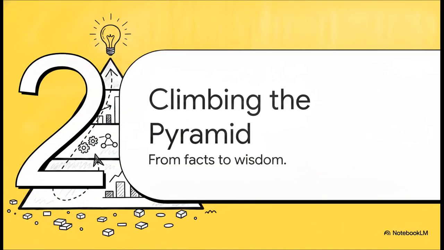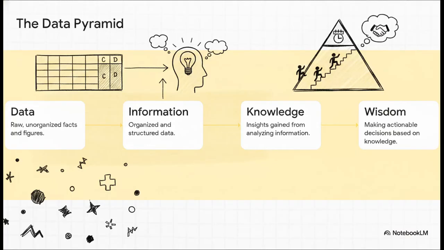Moving on to Section 2, climbing the data pyramid. This is the journey from facts to wisdom. That teacher's process we just talked about actually maps perfectly onto a four-step pyramid. Down at the base, you have data. Those are the raw, unorganized exam marks. Next up is information. That's when those marks are organized into a nice, neat table.